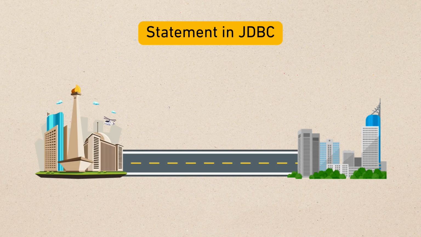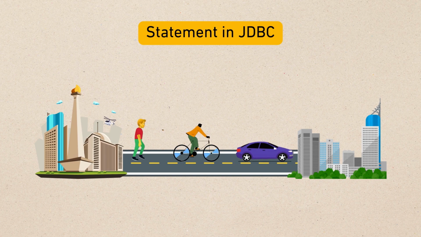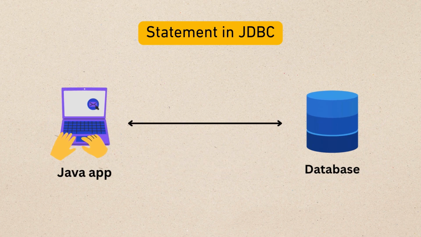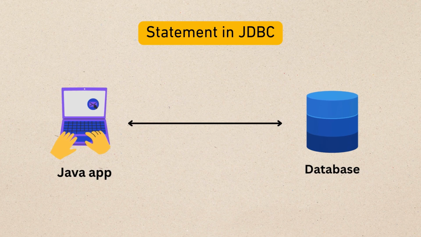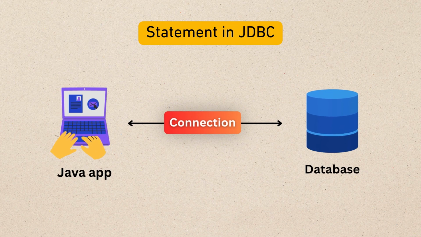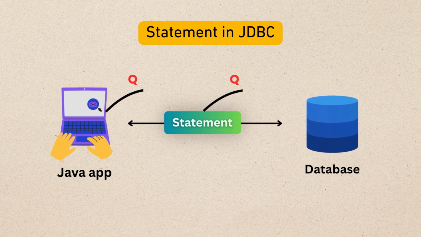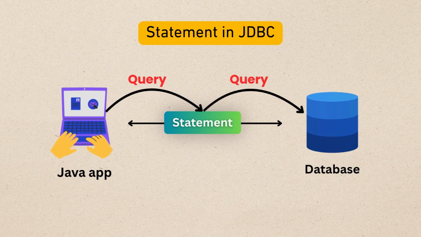To travel between two cities, we need some form of transportation like walking, cycling, or driving. In a similar way, to transfer data between a Java program and a database, we need a way to communicate. Once a connection is established, we use a component called the statement interface to send SQL queries to the database.